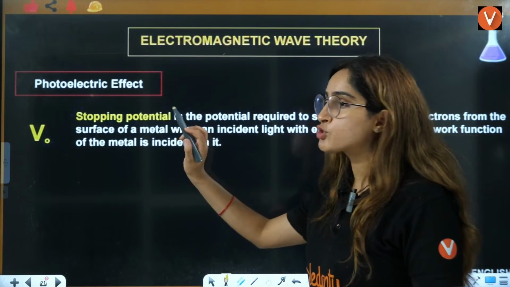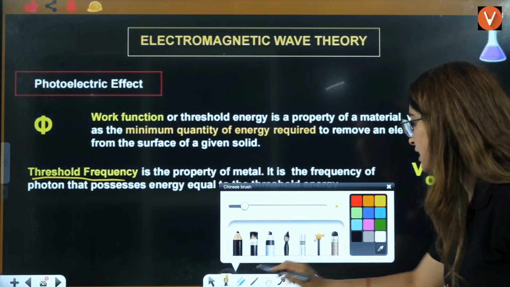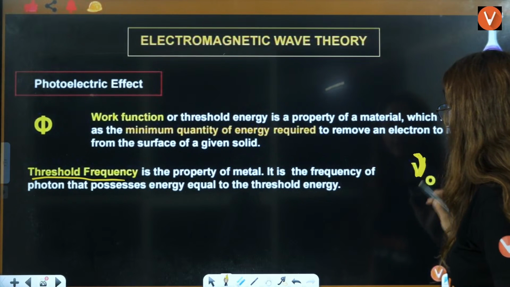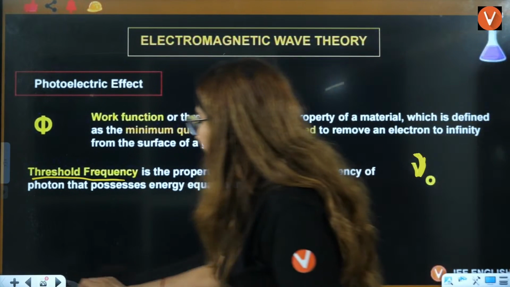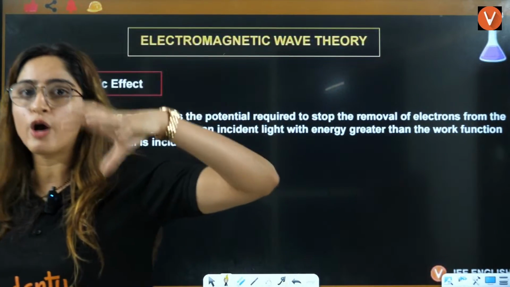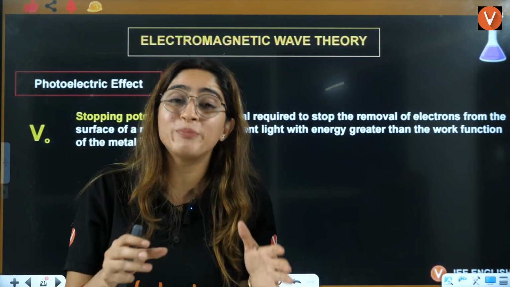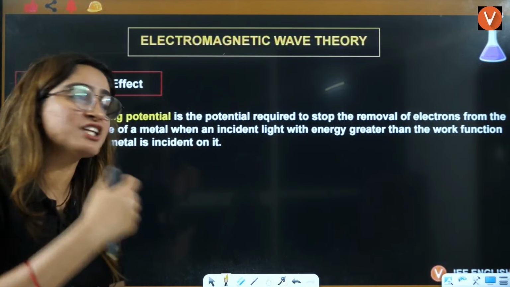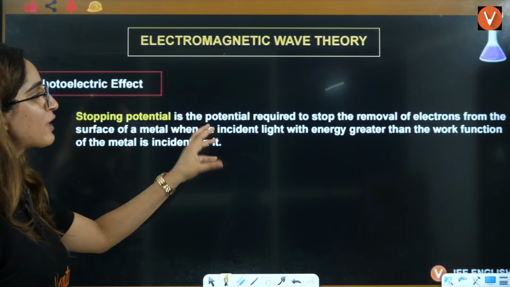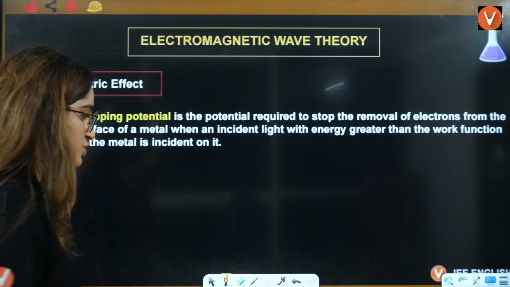Now what is stopping potential? That is V naught. See, this is mu naught. This is mu. That's why I have drawn it like this. This is mu naught, and this is V naught, the stopping potential. Stopping potential is the outside potential you apply to stop the ejection of electron. The potential required to stop the removal of electron from the surface of the metal is called the stopping potential.